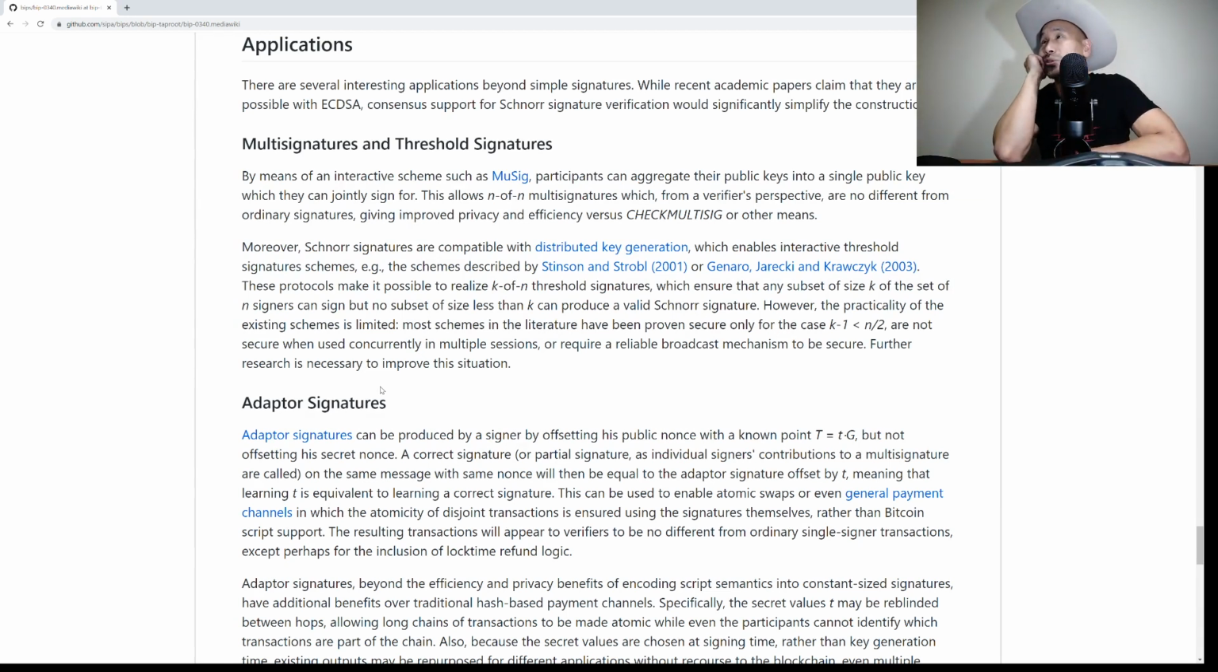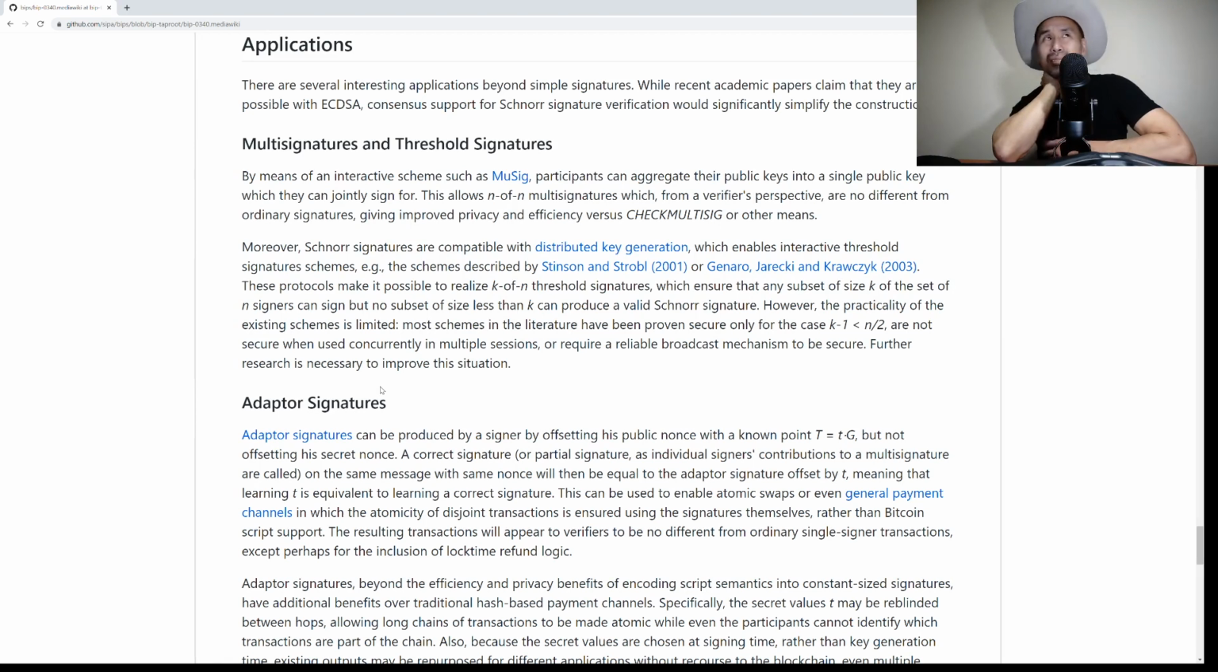But no subset of size less than k can produce a valid Schnorr signature. However, the practicality of the existing schemes is limited. Most schemes in the literature have been proven secure only for a case where k-1 is less than n over 2, are not secure when used concurrently in multiple sessions, or require a reliable broadcast mechanism to be secure. Further research is necessary to improve the situation.